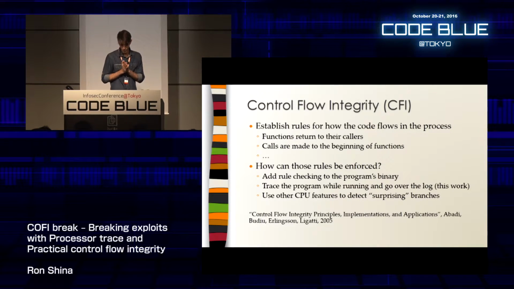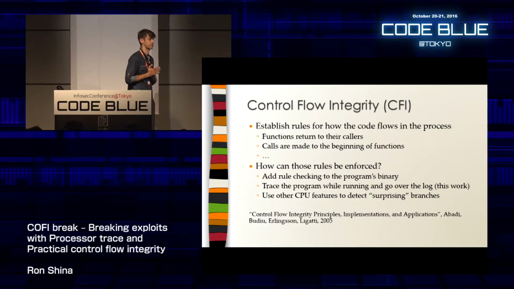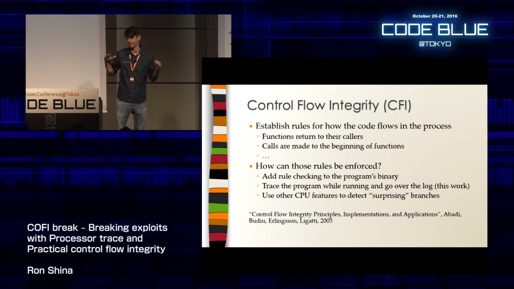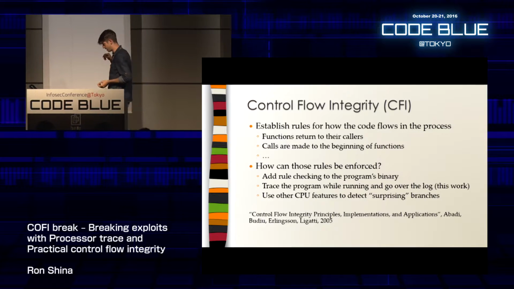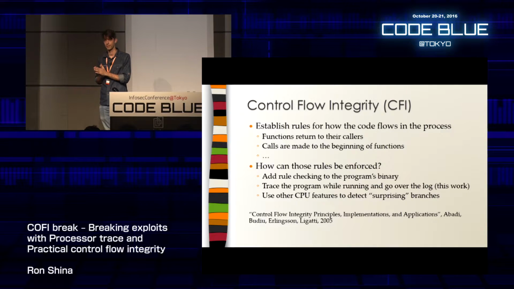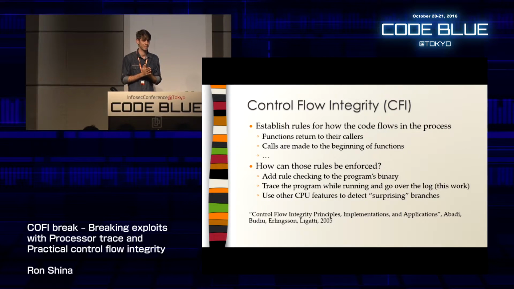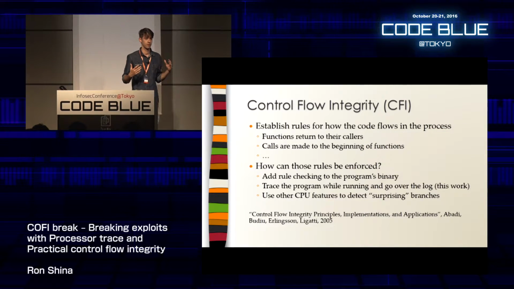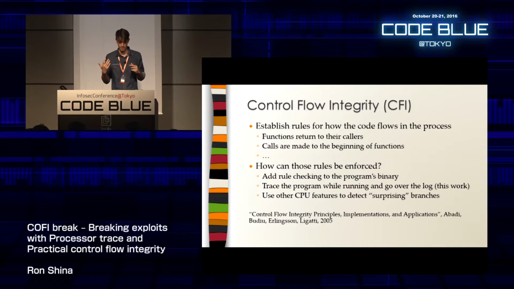So certain indirect calls will be checked to see that they make sense, that, let's say, they call to the correct functions. Another way you could enforce those rules is just trace the process and then go over it and see that it's OK. And that's this line of work. And another line of work is to use other CPU features from the performance monitoring unit to detect surprising branches. So when you see a return that the processor doesn't expect, well, that's surprising. And the processor will let you get an interrupt for that. And then you could check, and then you could see that the return didn't match.